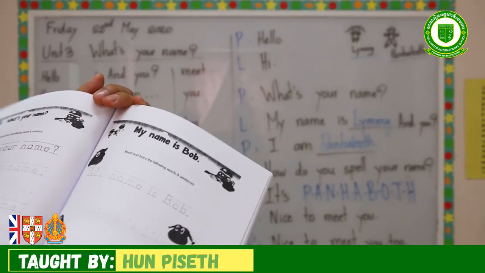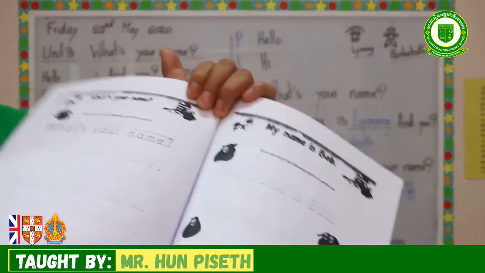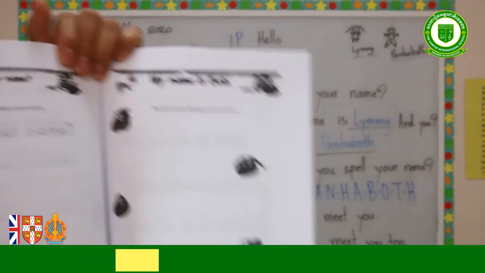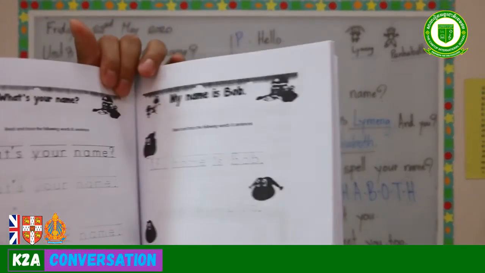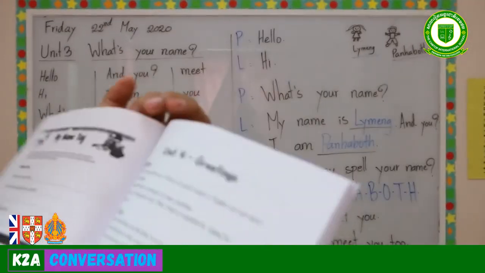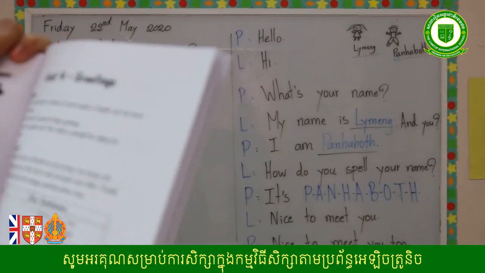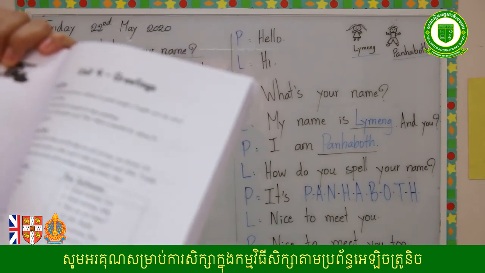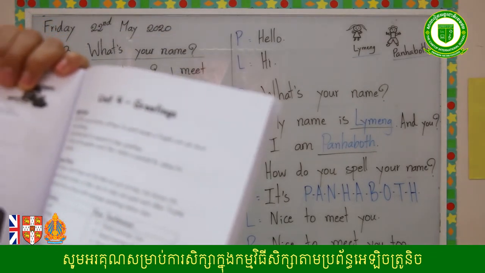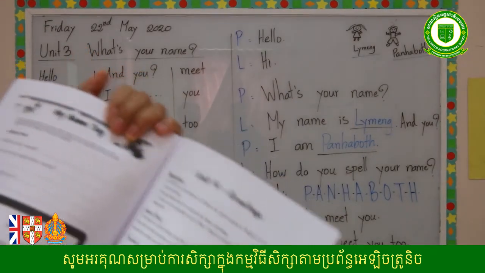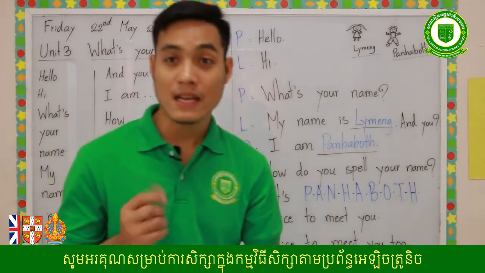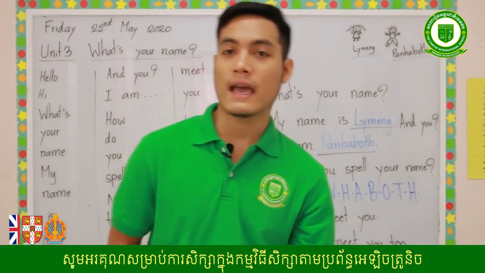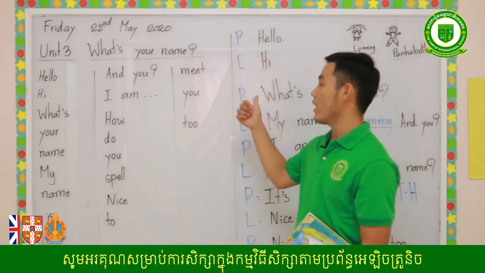And one more is pages 18 and 19. You need to trace. After tracing, you need to practice your reading and speaking as well. And the last page, your writing. You need to complete your name tag. Okay, name tag right here, like writing your name, spelling your name, and your age. So your homework again, there are 7 pages from page 13 to page 20. Don't forget to do your homework and don't forget to practice more about what's your name.